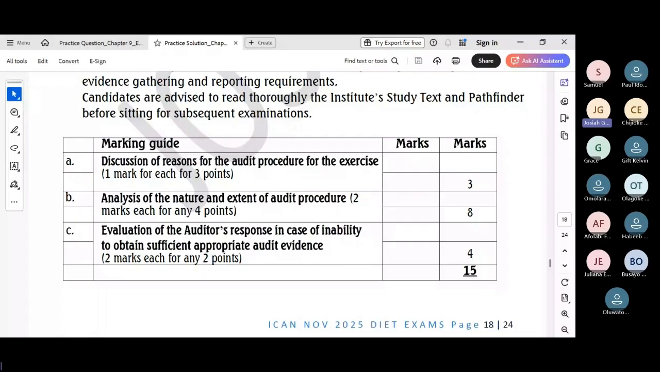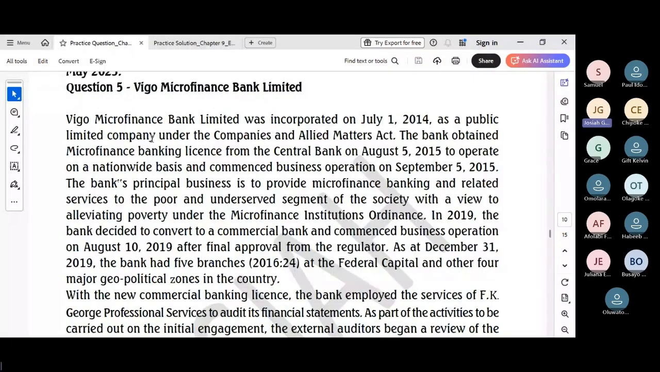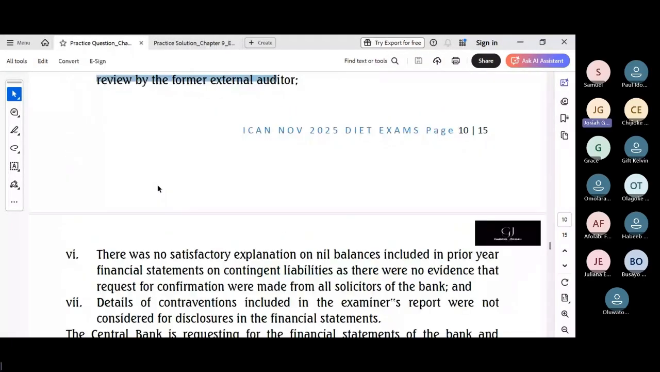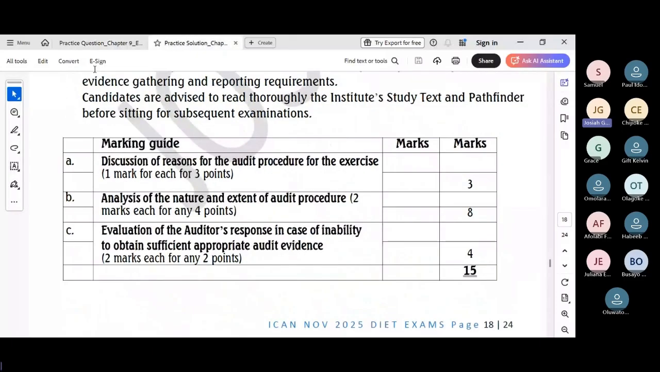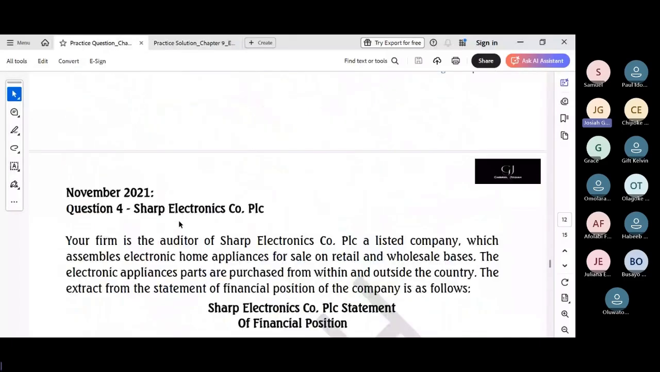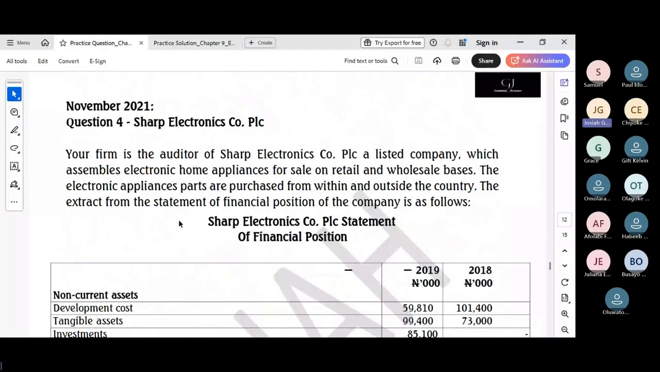Okay, so that's it on this full question that tests audit evidence and part of evaluation and review. Any question? Our time has been fastly spent. We have just a few minutes to close.